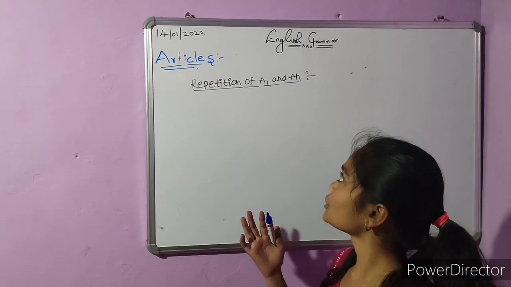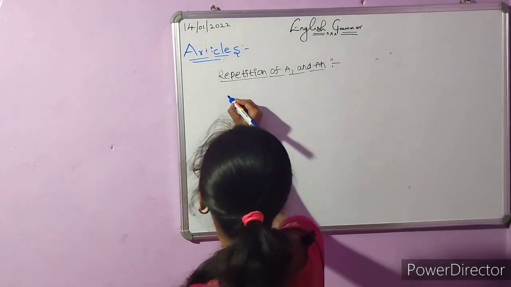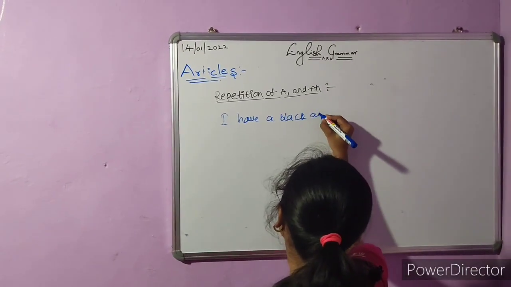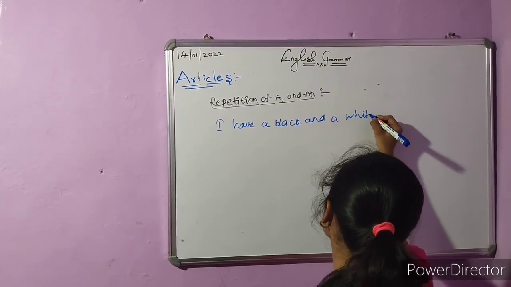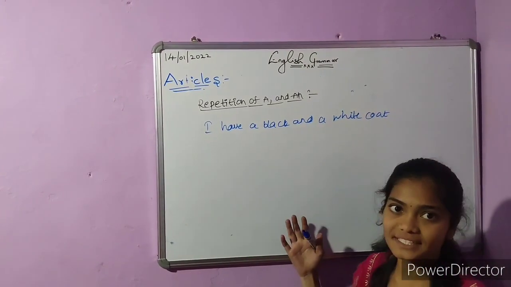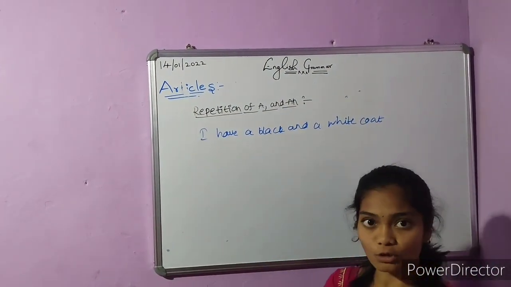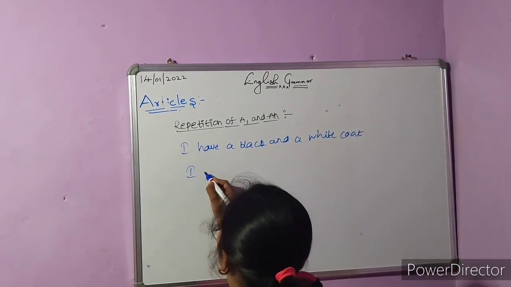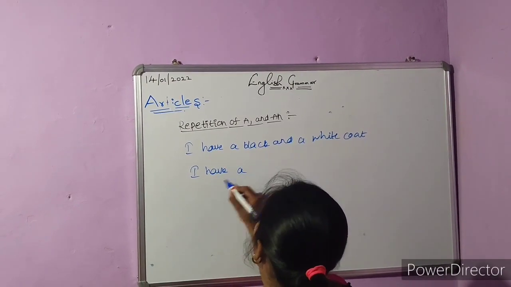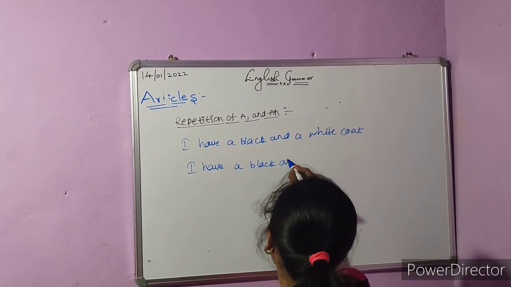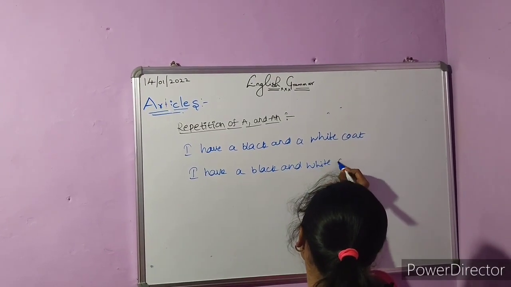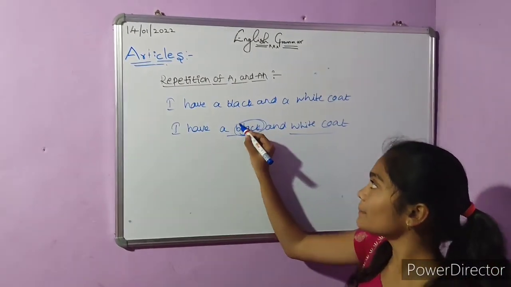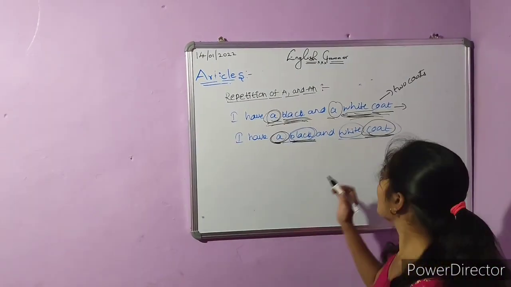Let us discuss about the repetition of a and an. For example, I have a black and a white goat. What is the meaning of this sentence? Here it means that I have two goats. One goat is in black color and one goat is in white color. In case I modify this sentence and write this as I have a black and white goat, here it represents that I have a goat which is partially black in color and partially white in color.